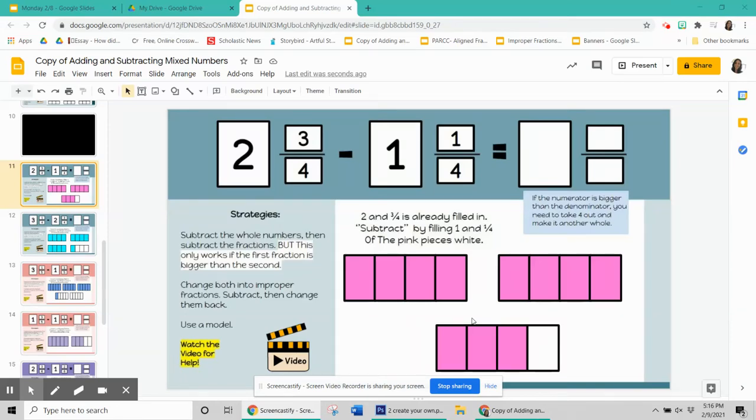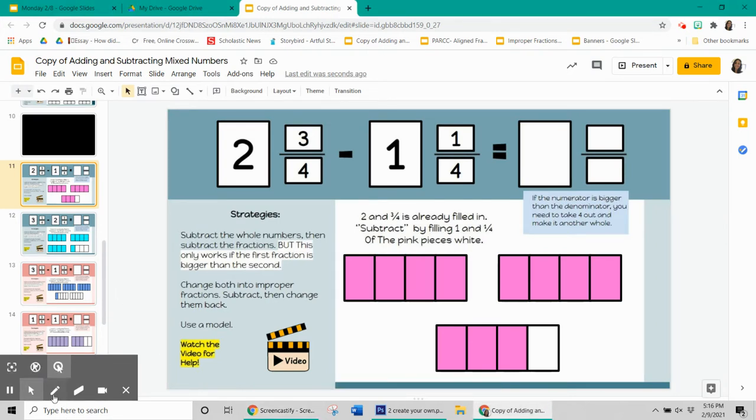Hi, we are going to take 2 and 3/4 and we're going to subtract 1 and 1/4. And there are 3 ways to do this. One way is just to subtract your whole numbers and then subtract your fractions. That only works though if the first fraction has a bigger numerator than the second fraction.